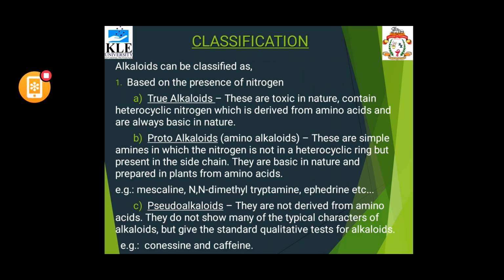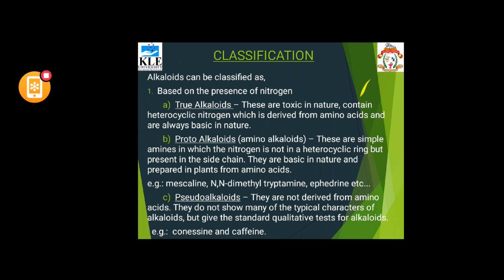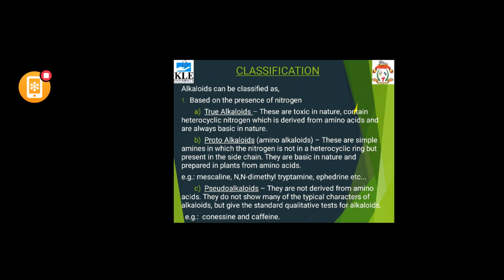Now let us study the classification of alkaloids. These are first classified on the presence of nitrogen as true alkaloids, proto-alkaloids, and pseudo-alkaloids. True alkaloids are toxic in nature and are basic in nature. These contain heterocyclic nitrogen, which is derived from amino acids.